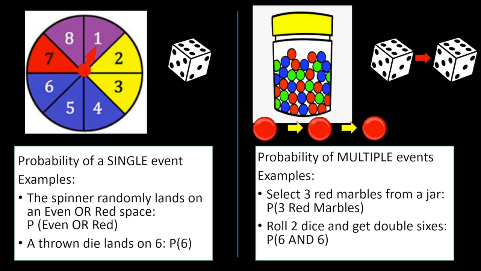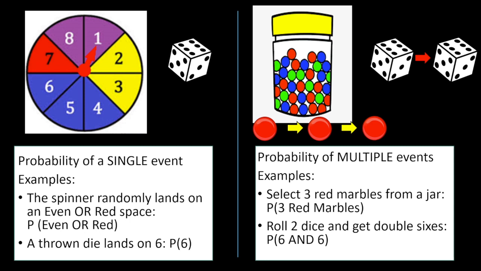So some examples that we already worked on were like these, where the spinner randomly lands on an even or a red space. Those are two things, even or red, two conditions, but we're still only selecting one event. It's only one time. We're spinning the spinner one time. Well, we might roll a die and see if it lands on 6, the probability of getting a 6 on a single roll.